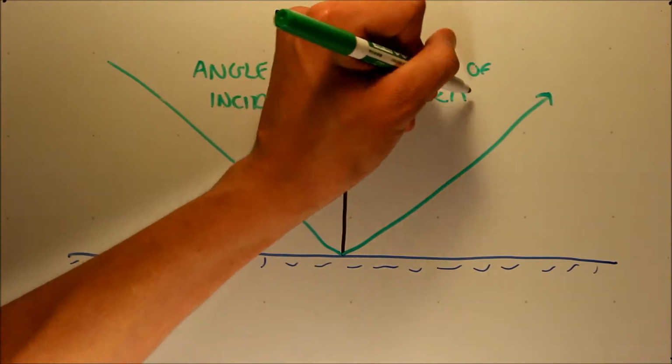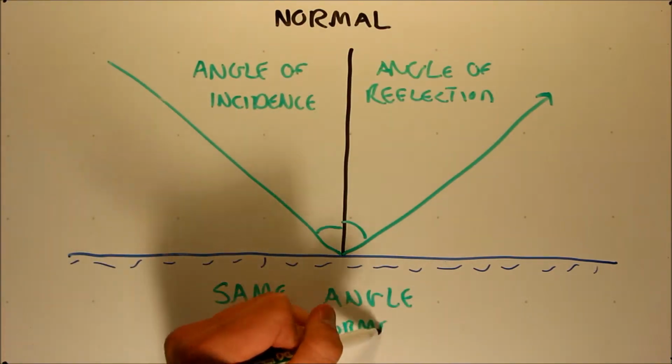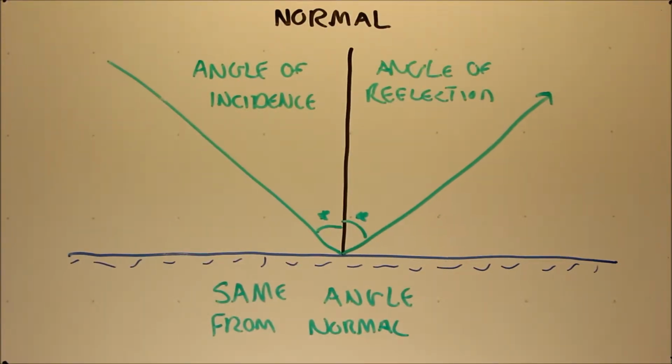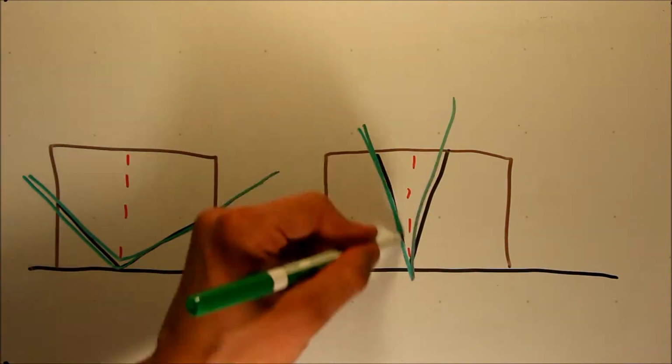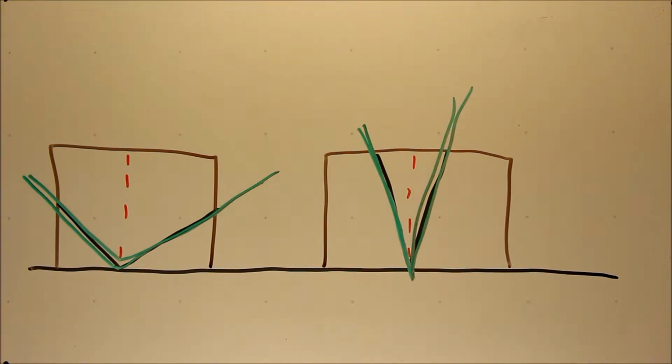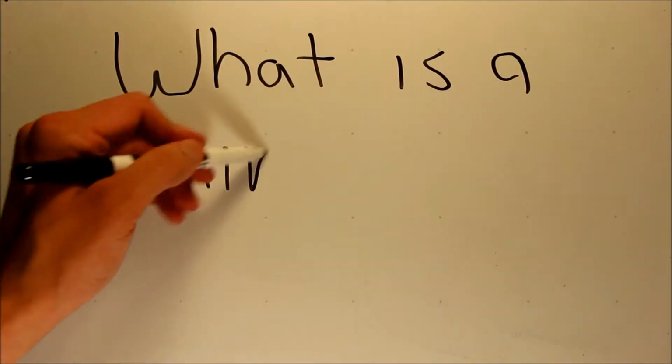When light is reflected specularly off of a surface such as a mirror, the angle of incidence and the angle of reflection will be the same from the normal. We can see this happening in the second demo. As you could see from that demo, if you know what the angle of incidence will be, you can predict the angle of reflection. I've used a mirror for both of these demonstrations, but what is a mirror?